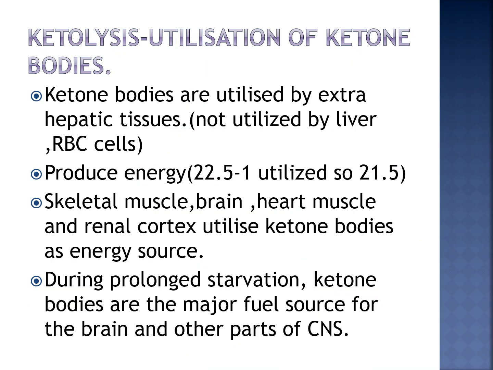Next, ketolysis, how they are used, that is utilization of ketone bodies. Now, who uses these ketone bodies? Not the liver or red blood cells, but your brain, muscles, heart and kidneys do. During prolonged fasting, up to 75% of the brain's energy comes from ketone bodies. Here the energy yield is 1.5 ATPs per ketone body. That's the power.